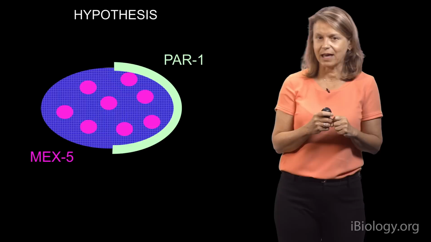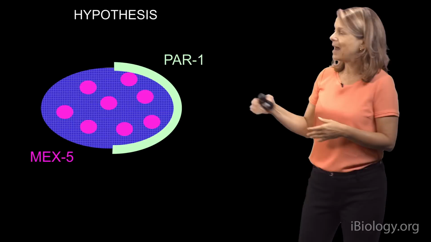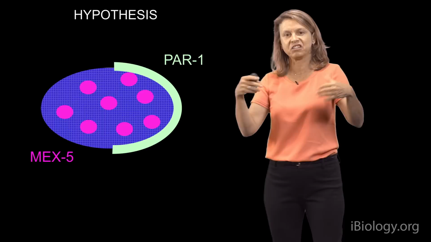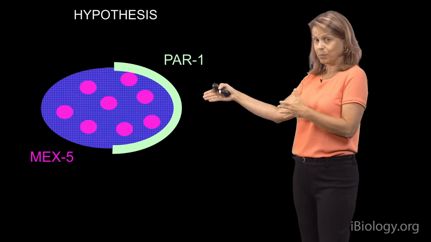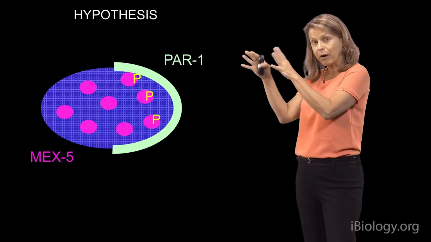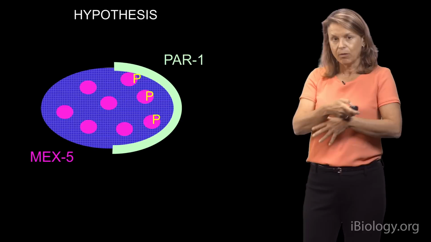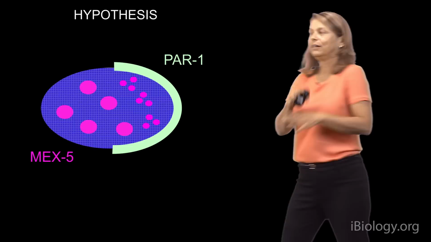So putting these observations together led us to this hypothesis for how a MEX5 gradient might form under the influence of this PAR1 kinase. We imagine that at the beginning of the polarization process, MEX5 exists in these sluggish, large complexes that cannot move very fast in the cytoplasm. They might actually be tethered to something in the cytoplasm, and so that keeps them in place. When PAR1 becomes asymmetric and is enriched on one side of the embryo, it can phosphorylate MEX5 preferentially on that side. And we imagine that when MEX5 becomes phosphorylated, it now breaks away from these large complexes and exists in smaller complexes which are faster diffusing. Now, these smaller complexes can diffuse everywhere in all directions, so they do so all throughout the cytoplasm.